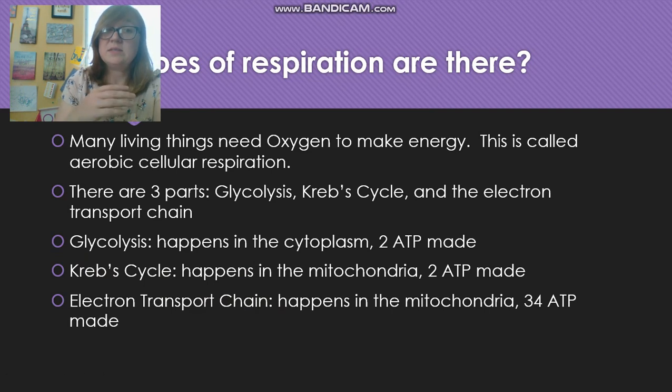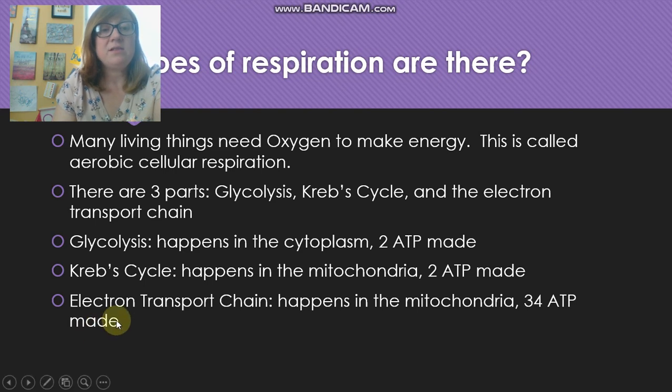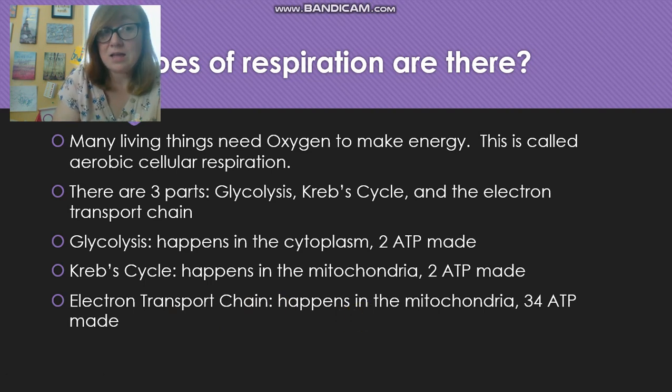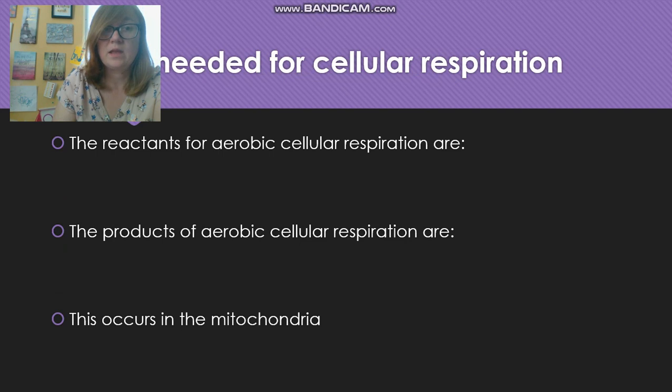Glycolysis happens in the cytoplasm, not the mitochondria, and 2 ATP are made. Then you have the citric acid cycle, also called the Krebs cycle. That happens in the mitochondria, and 2 more ATP are made. Then we have the electron transport chain that happens in the folds of the mitochondria, and that makes 34 ATP. That's a lot. So that part makes the most ATP energy, and that's where you need the oxygen to come in. So you can make a lot of energy with aerobic cellular respiration.